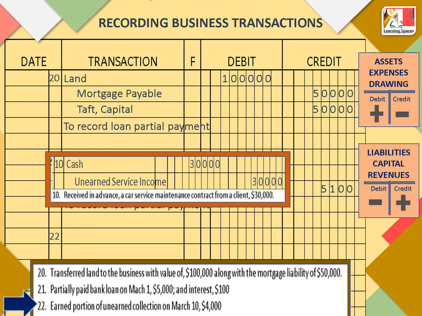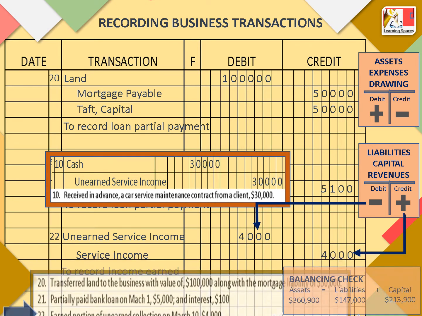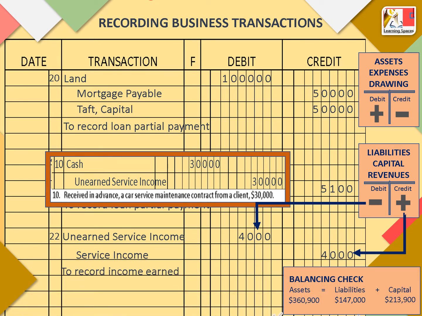Remember that date? On that date, we credited a liability obligation of $30,000 to unearned service income. Now, on March 22, a portion of that, which is $4,000, has already been provided, and therefore, has already been earned. Let us now reduce the unearned service income by debiting it, amounting to $4,000, and simultaneously, let us also recognize on the credit side, the service income already earned for the same amount.